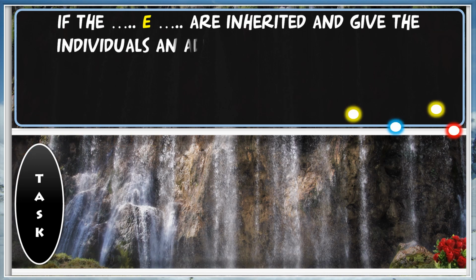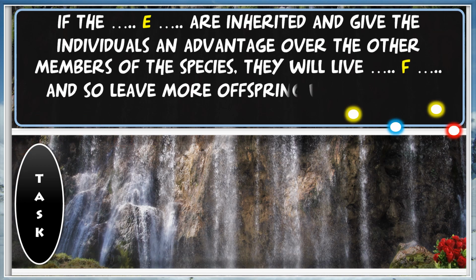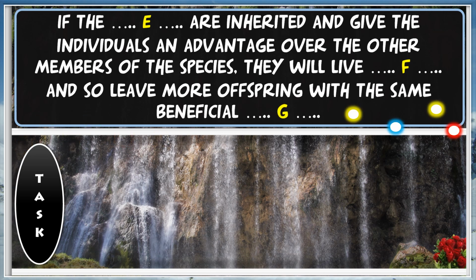If the dash are inherited and give the individual an advantage over the other members of the species, they will live dash, and so leave more offspring with the same beneficial dash. Fill in the missing words.